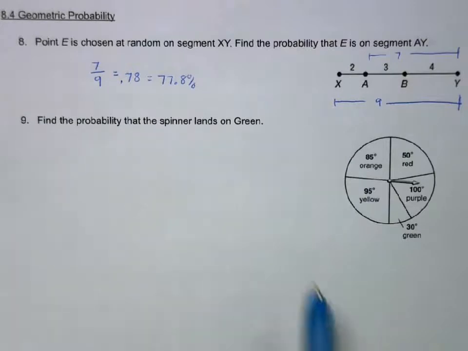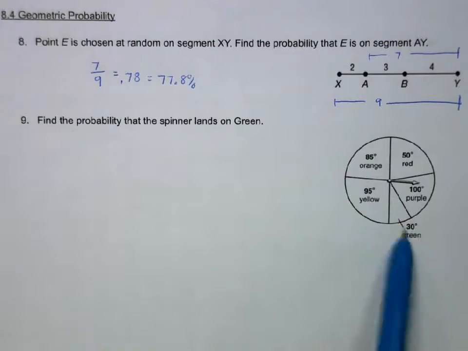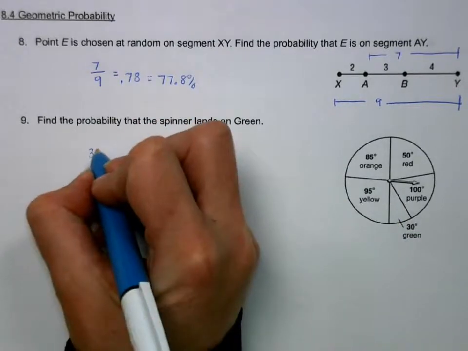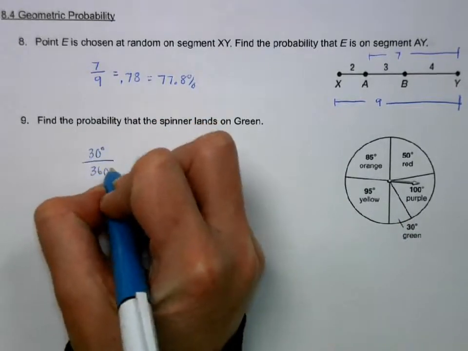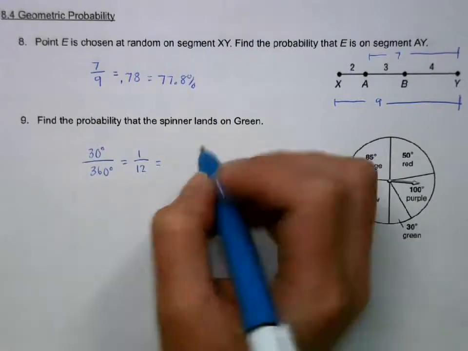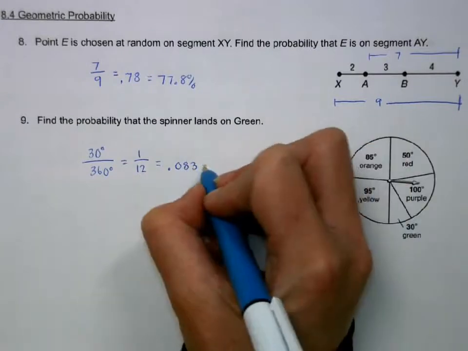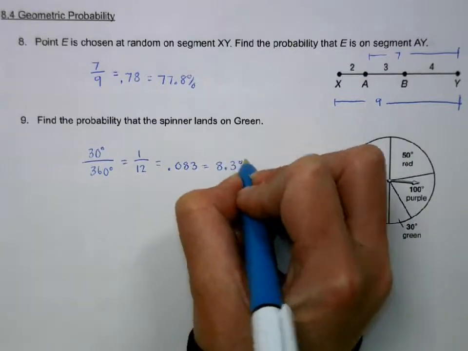All right, spinners are an example of geometric probability. So what is the probability that the spinner lands on green? Well, green occupies 30 degrees of our 360-degree spinner. So that would be as a fraction 1/12, as a decimal 0.083, as a percent 8.3%.